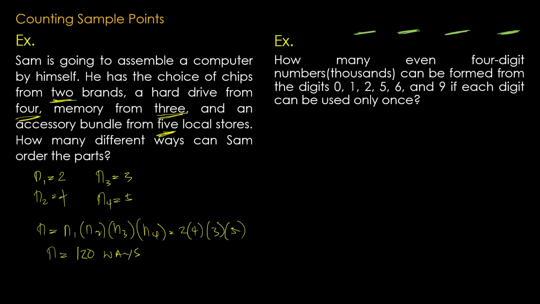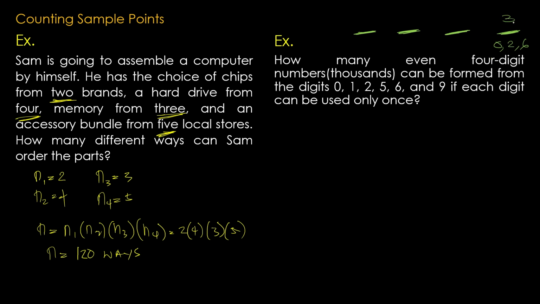So therefore, if you are to have a 4-digit number, the units digit should be even also. What are the numbers that you should consider in order for your number to be even? That would be 0, 2, and 6. There are three choices, right?